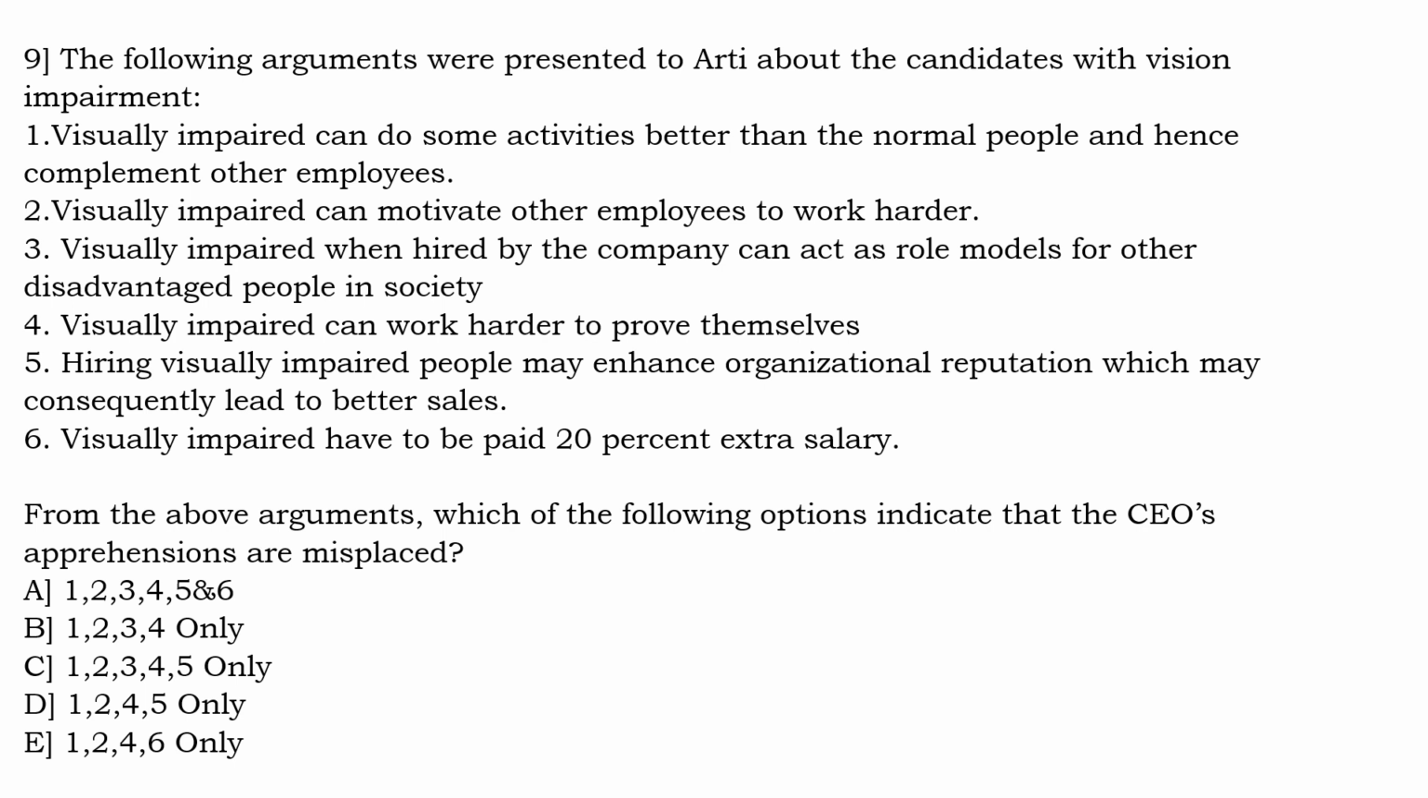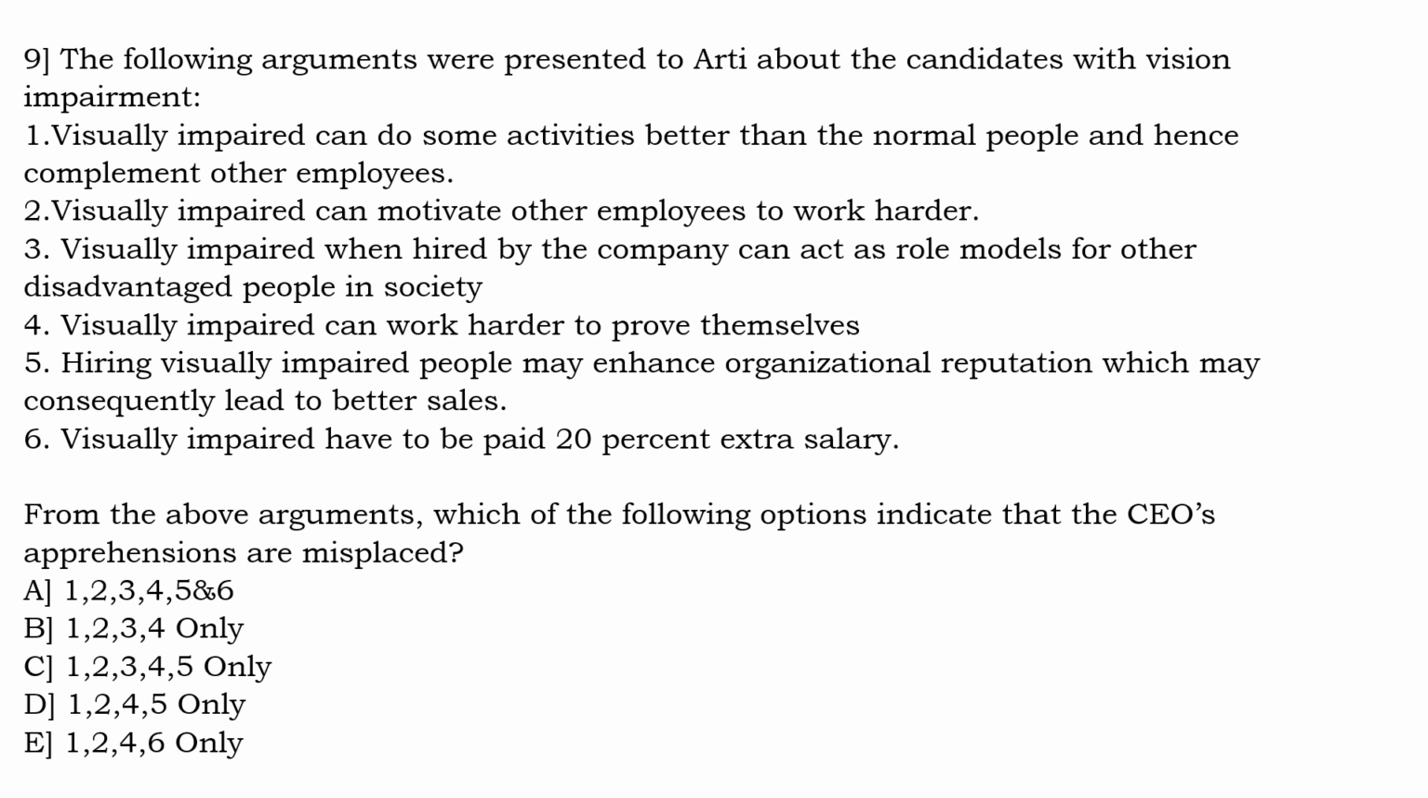If this statement is true, it will be reinforcing the doubts of the CEO. The CEO is anyway having a lot of doubts about appointing visually impaired people. So if they have to be paid an extra 20%, that will give her some more reason not to obey the directions given by the board of governors. So this is not something that supports the appointment of visually impaired people. It is weakening the appointment.